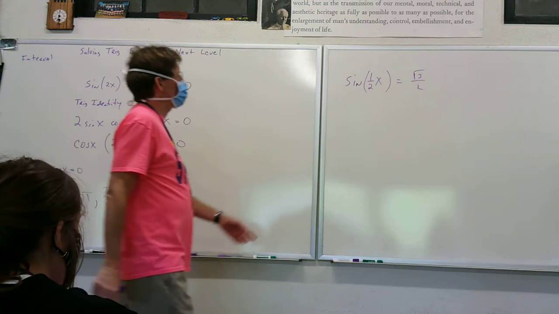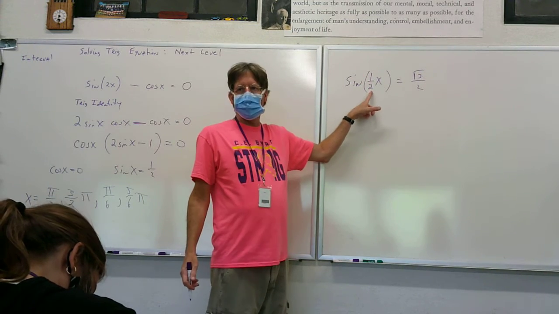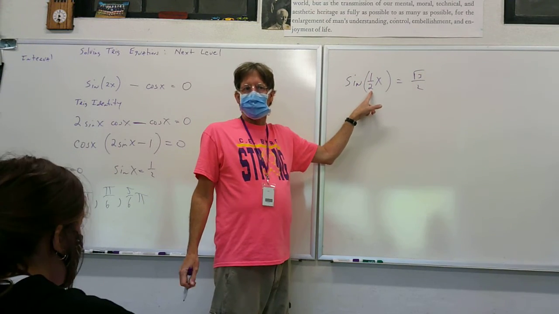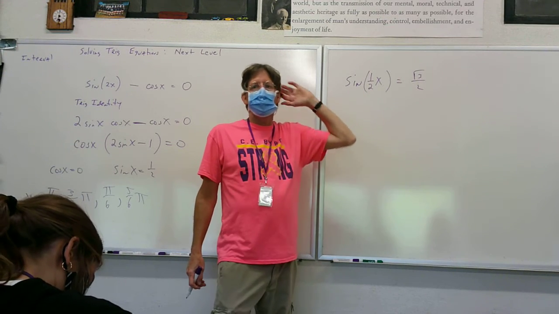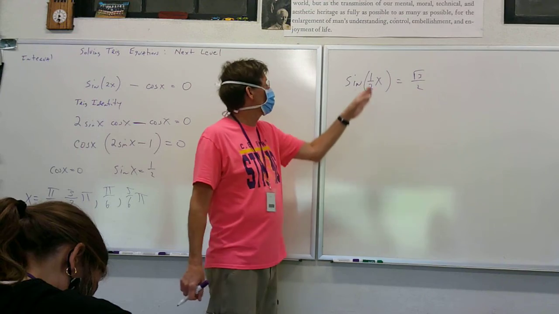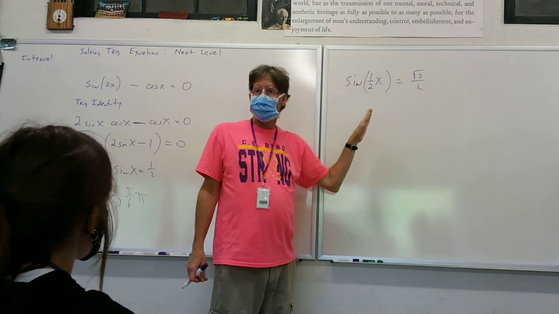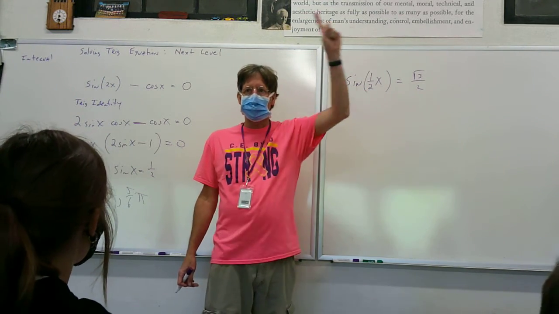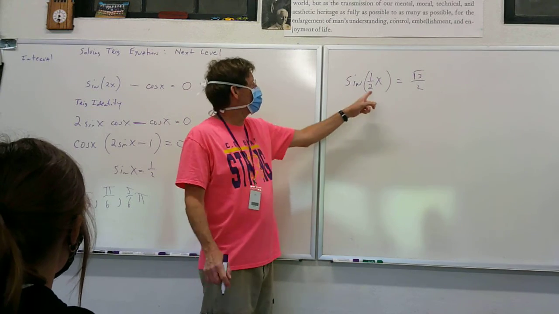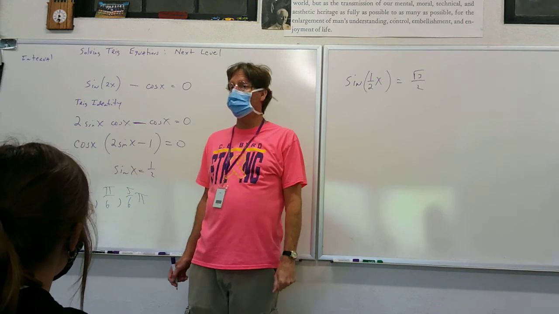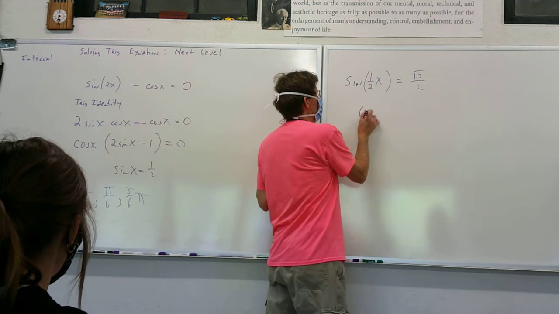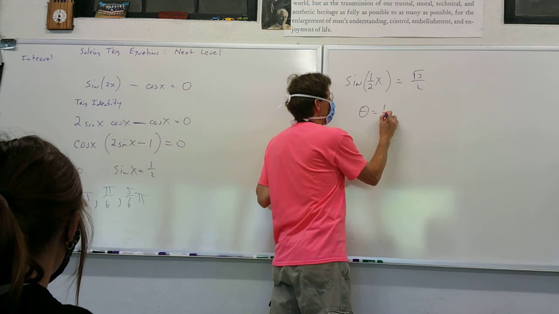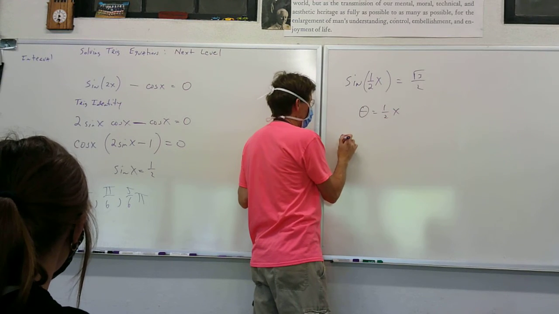When there was a 2 there, you had to go around the circle twice, right? If there was a 3 there, you had to go around the circle 3 times. Do you realize that all the problems you worked before were understood to have a 1 there? So you only went around the circle once. Guess what you have to do when you only have a 1/2 there? Just go around the circle halfway. So we'll make theta equal 1/2 x, and we'll get the theta values.